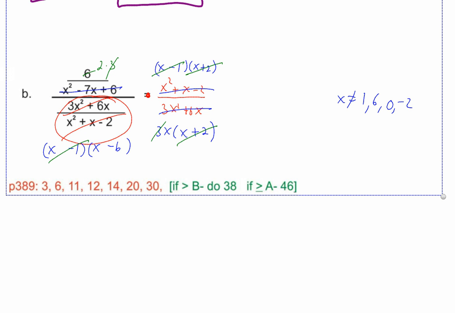What's left on the top? Just a 2. What's left on the bottom? X times x minus 6. Which again is x squared minus 6x, and that's a simplistic one. I would take the answer either way, but again, we're leaving them factored for time's sake. And again, excluded values, 1 from the first binomial, 6 from the second, 0 from the x times the quantity, and then -2 from that.